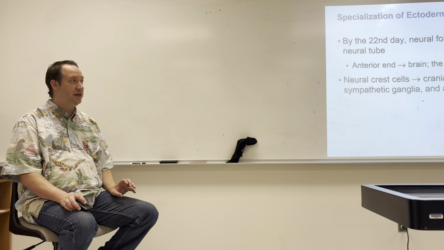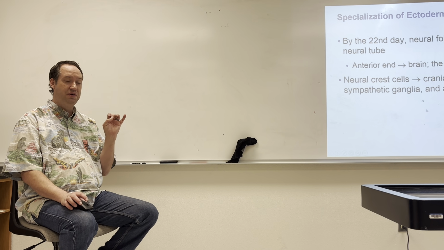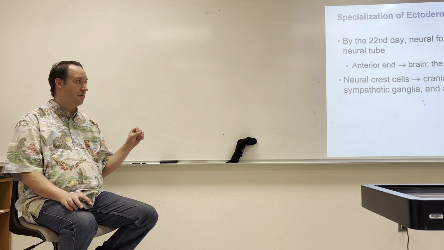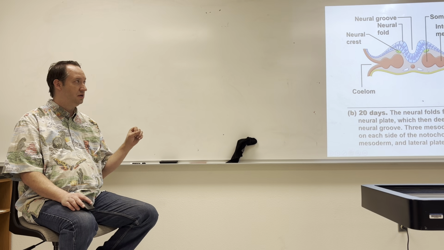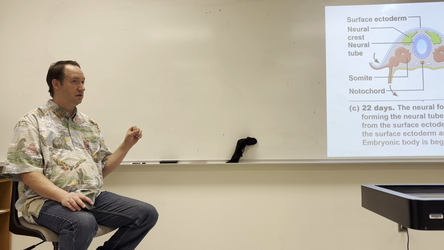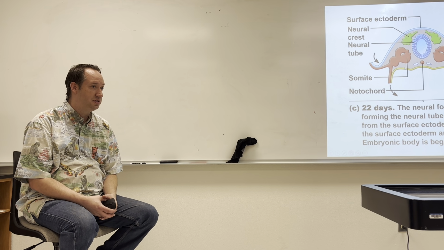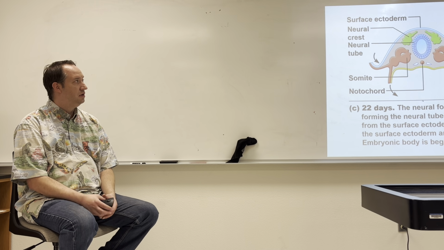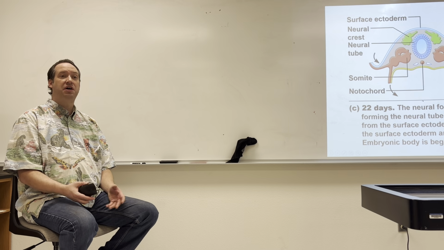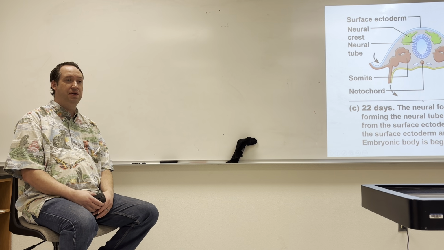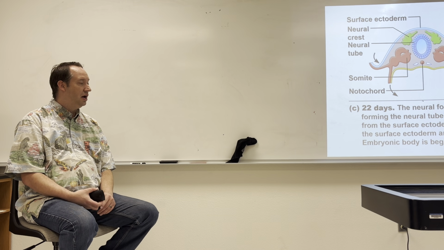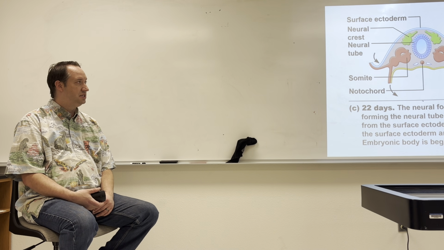By 22 days in, it's formed a full tube. The top of it's gonna be the brain. The bottom is gonna be the spinal cord. This is within 22 days of fertilization. So there's our neural tube. Now we talked about neural tube deficits in AMP1, like spina bifida and anencephaly, where that tube doesn't close. So we've already done that, but there's our neural tube forming.